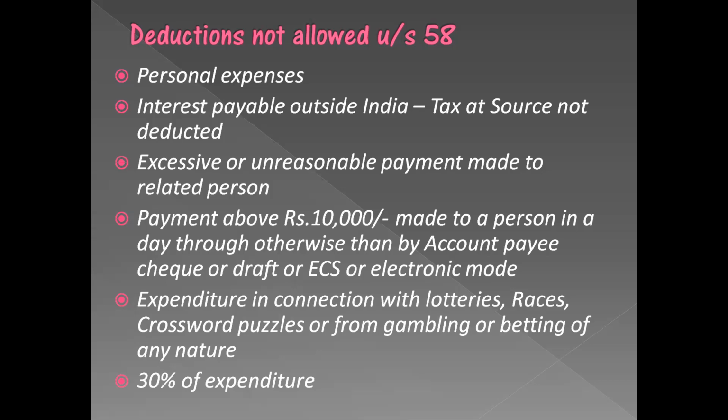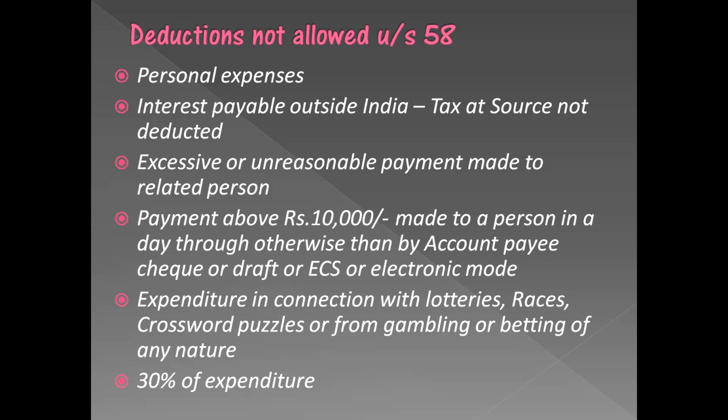Third is excessive or unreasonable payment made to a related person. Again, the same is available in PGBP, 40A(2)(b). Whenever you have paid an amount in excess of the market rate, say in general you have an employee to whom an amount of 20,000 is paid, whereas for a similar employee cadre you are paying only 15,000 to an unrelated party, then that 5,000 will be considered as unreasonable or excessive.